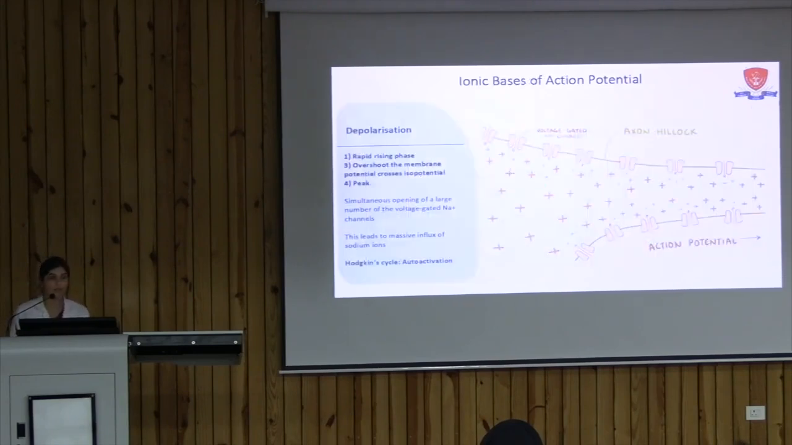Once the threshold stimulus, or the value of negative 55 millivolts, is reached, the depolarization response begins, which is also classified into 3 phases: the rapid rising, the overshoot and the peak. The rapid rising phase is due to the opening of a small number of voltage-gated sodium channels that triggers the opening of a greater number of channels in a process known as positive feedback, or the Hodgkin cycle of autoactivation. This causes an increase in the membrane permeability to sodium, which causes a large influx that changes the membrane potential. When it exceeds the isopotential value, the process is known as overshoot and it ultimately reaches the peak, which occurs at positive 35 millivolts.